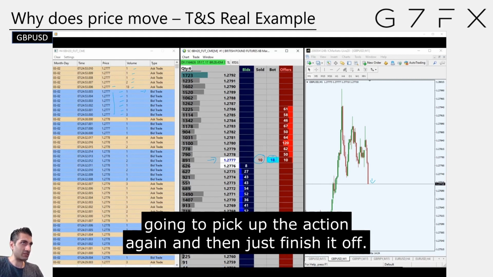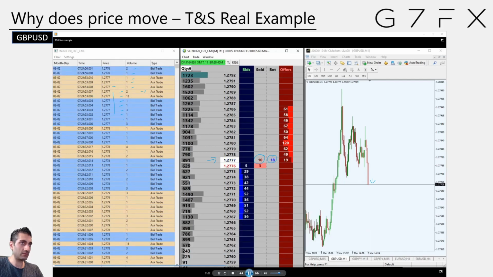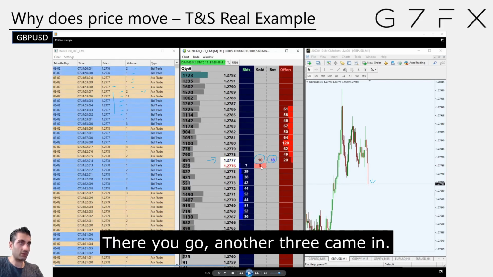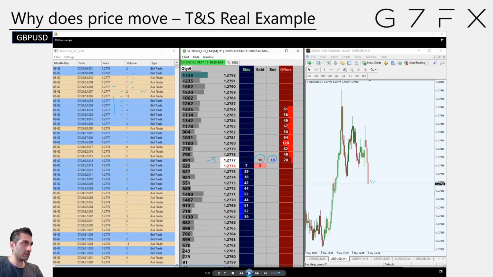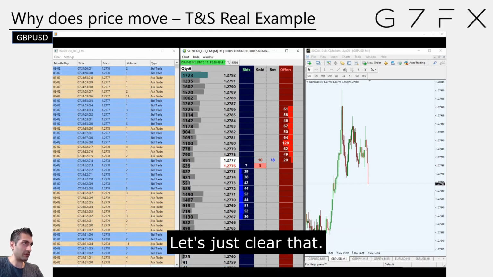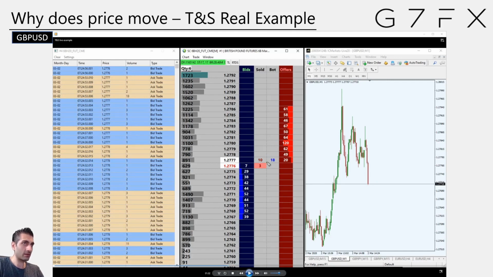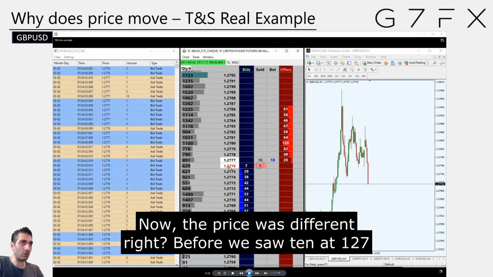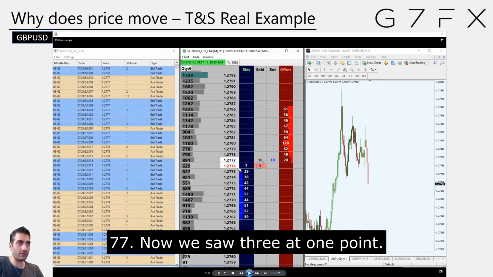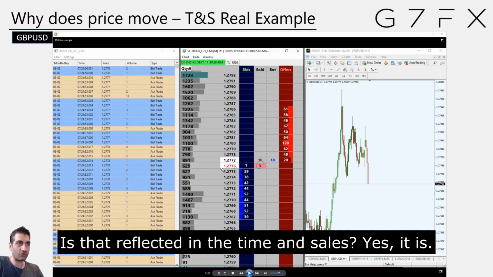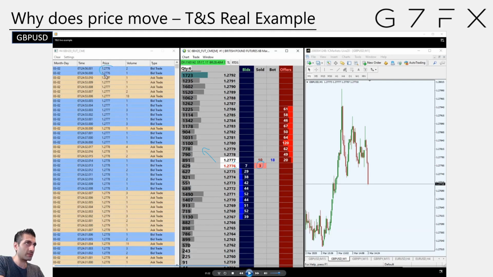We're just going to pick up the action again and then just finish it off. There you go, another 3 came in. So let's just clear that. Now the price was different, right? Before we saw 10 at 127.77. Now we saw 3 at 127.76. Is that reflected in the time and sales? Yes, it is. 127.76.